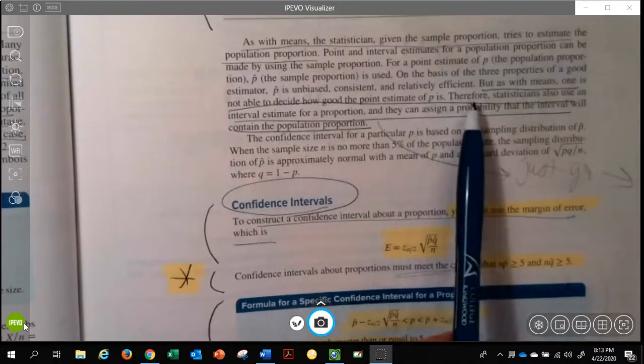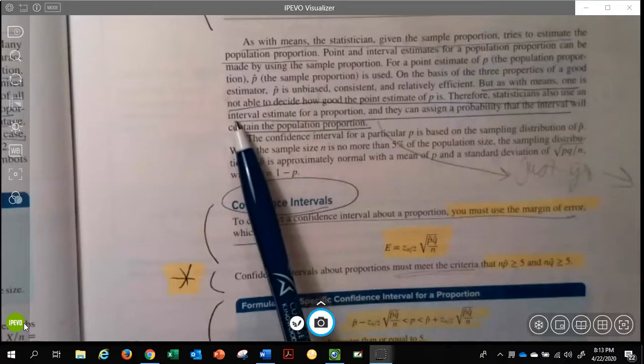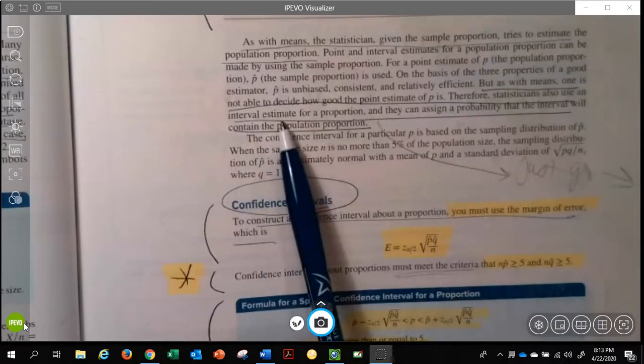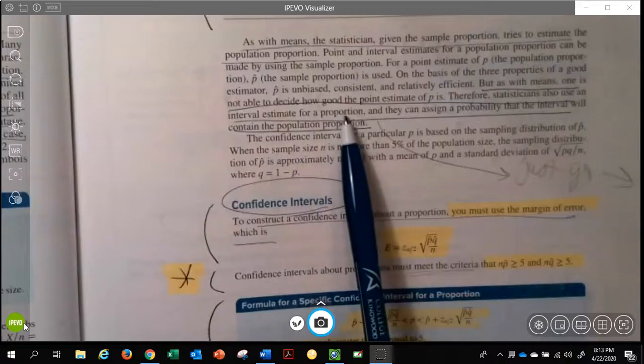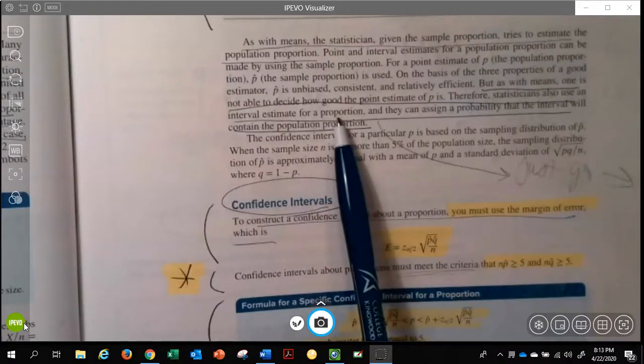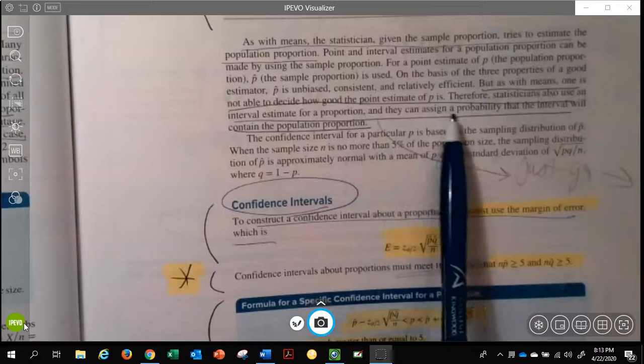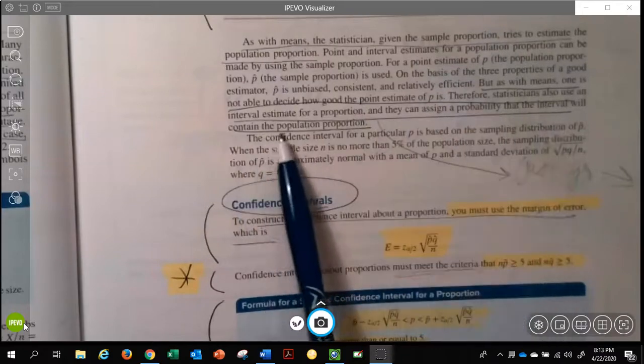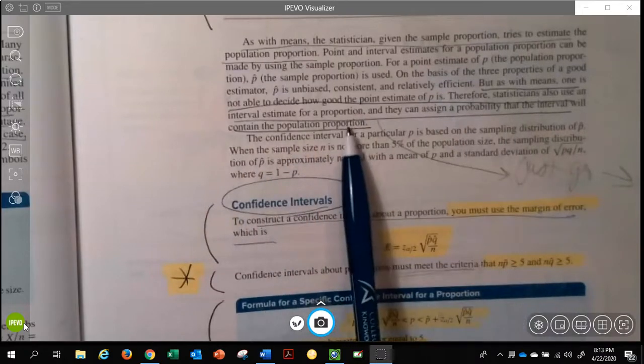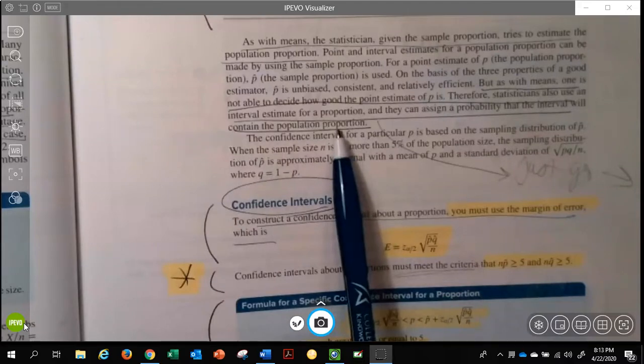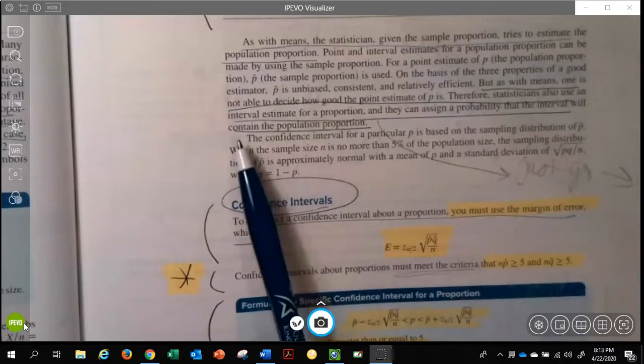So therefore, statisticians also use an interval estimate, just like what you've been doing. It might have a few different pieces and parts, but it is just like what we've been doing. But this time we're doing it with and around a proportion. And they can assign a probability that the interval will contain the population proportion. So, no shocker there. We're going to use like, oh, we want 90% confidence, or, and then we'll fill in the blank.